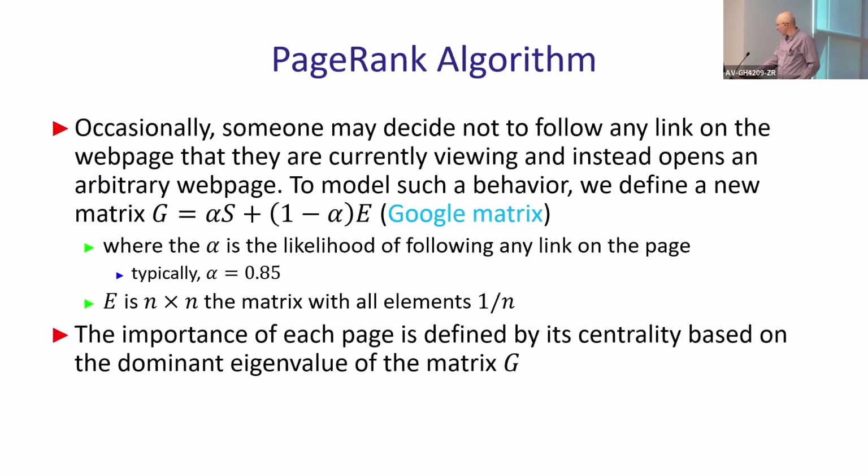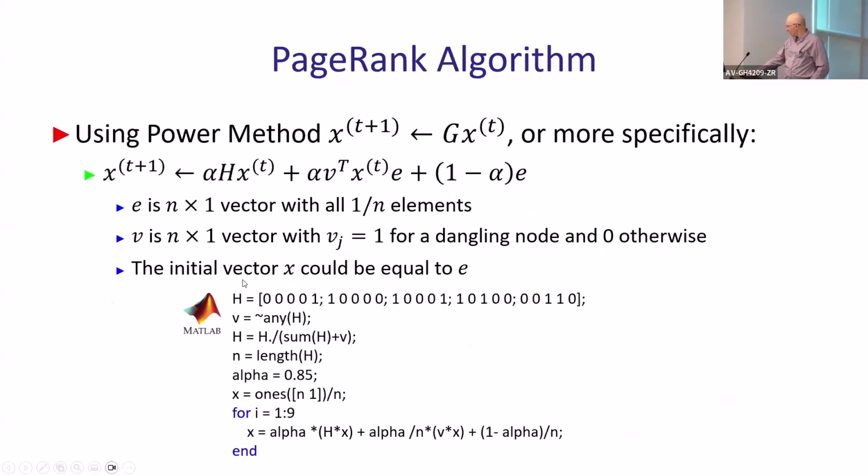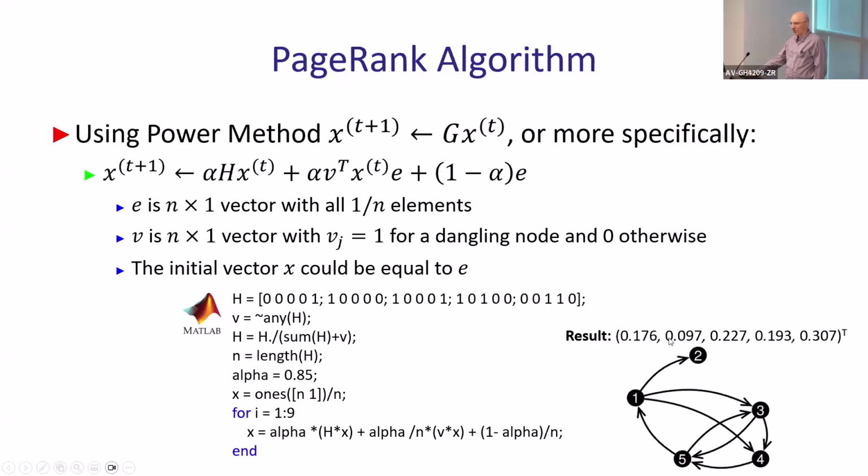Okay, so we went through that. And then you have that MATLAB code, which is practically implementing that iteration. And here I'm using 9 iterations on that thing. And eventually you will get that kind of result for these pages. Okay, this will be your dominant eigenvector.